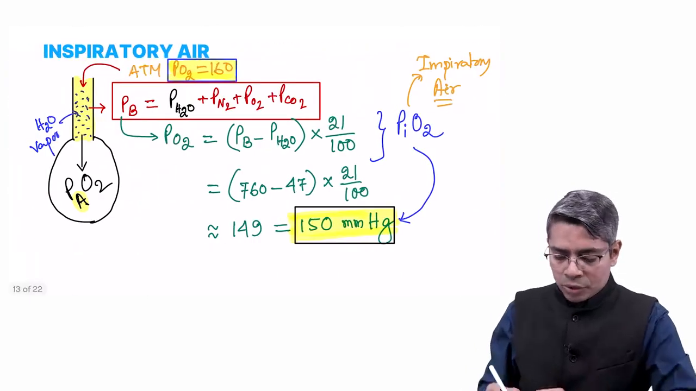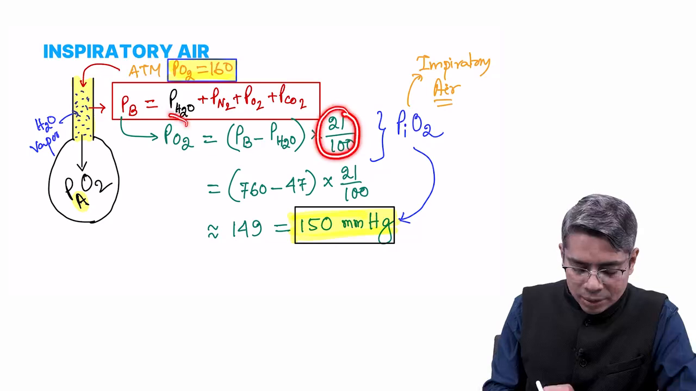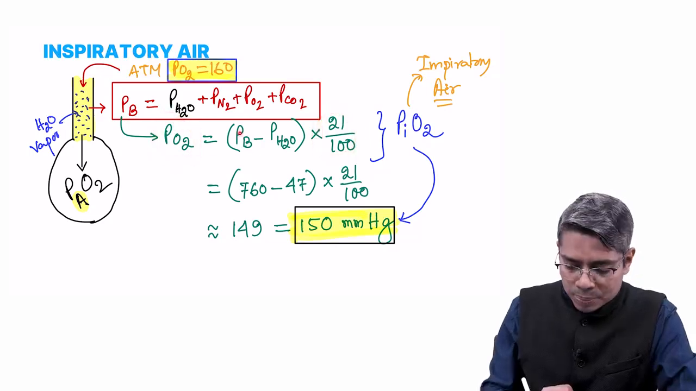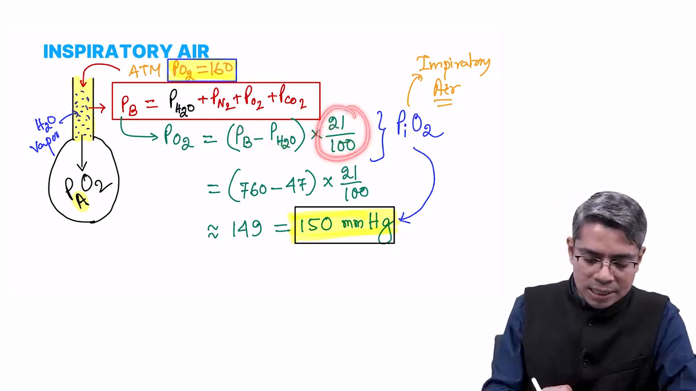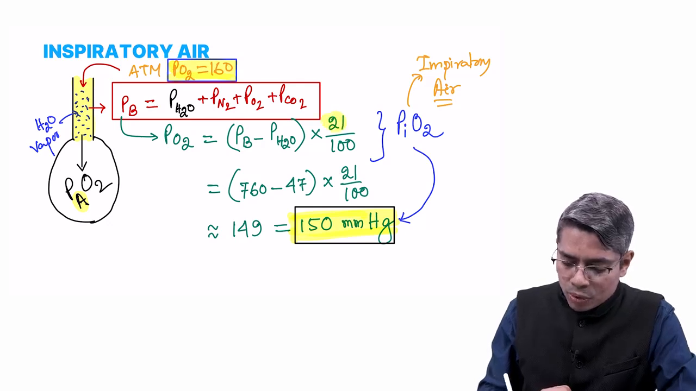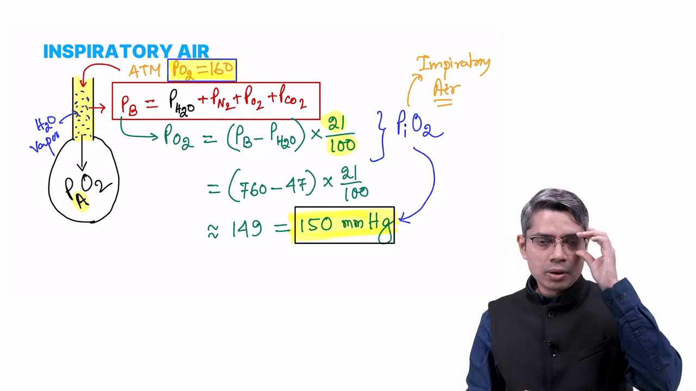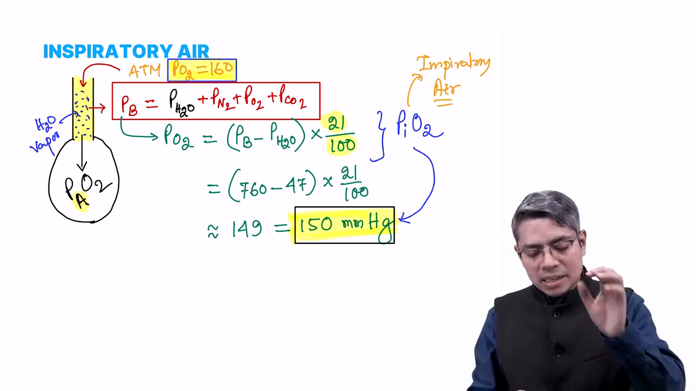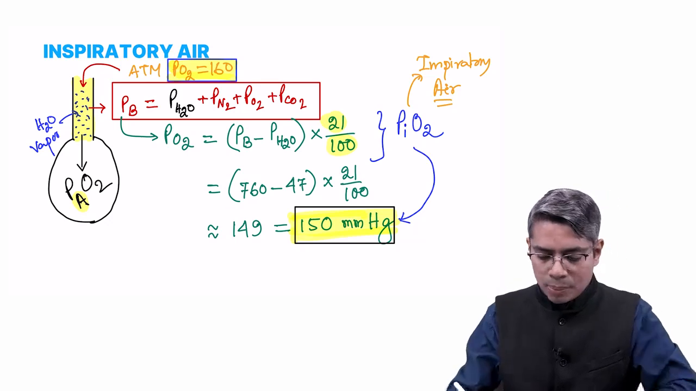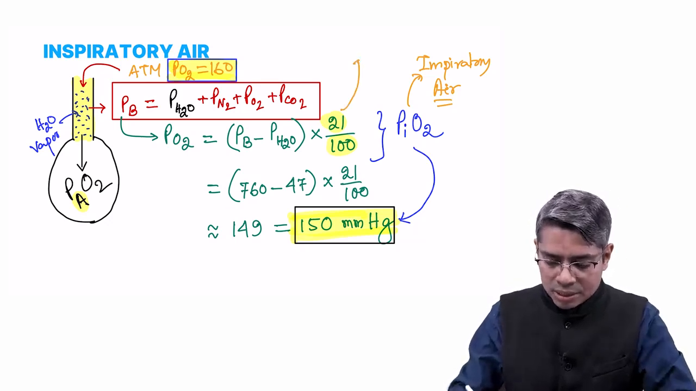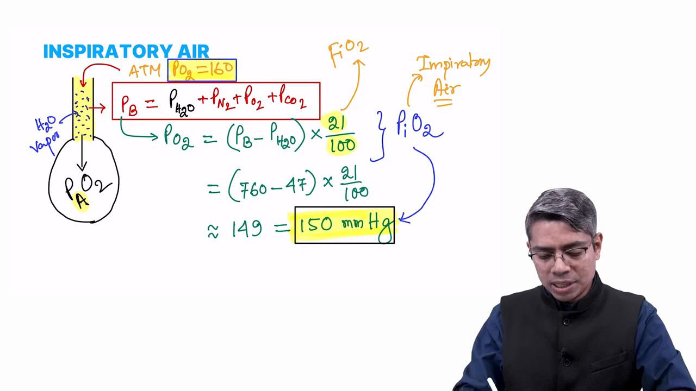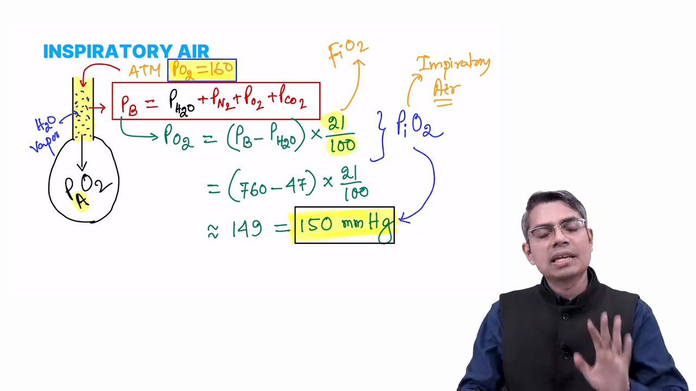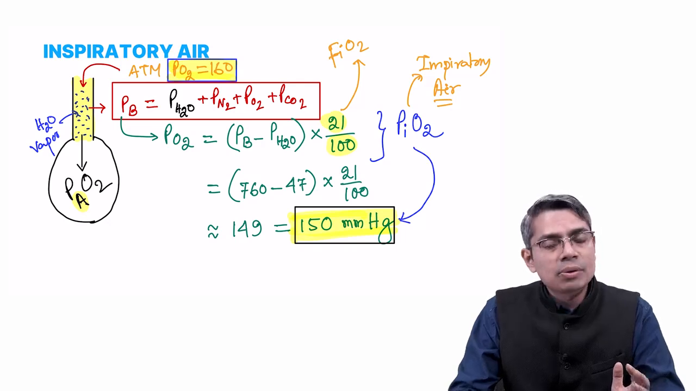I am going back here. So here I have calculated the same thing, PiO2, that is Pb minus PH2O multiplied by 21 upon 100. What is this 21 upon 100? This is the percentage of oxygen in the inspiratory air, or the fraction of oxygen in the inspiratory air. So this fraction, 21 upon 100, is nothing but known as FiO2, the fraction of oxygen in the inspiratory air. And we all know what FiO2 is. Normal value of FiO2 is 21%.